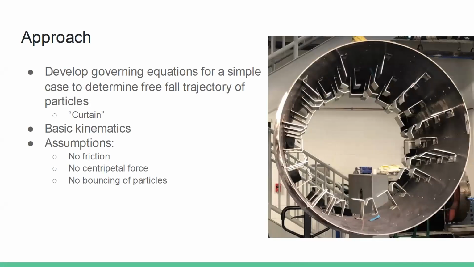So our approach. When we were studying this falling motion, we assumed there was no friction, no centripetal force present, and no bouncing of particles as they're being transported through the cylinder itself. Keeping this in mind, our team used basic kinematic equations along with simple particle modeling to create a system of equations that will govern the particle's trajectory as it is thrown off the lifter. From this, we're able to provide what we call a curtain, or a plot of the particle's X and Y position as it falls off of the lifter.